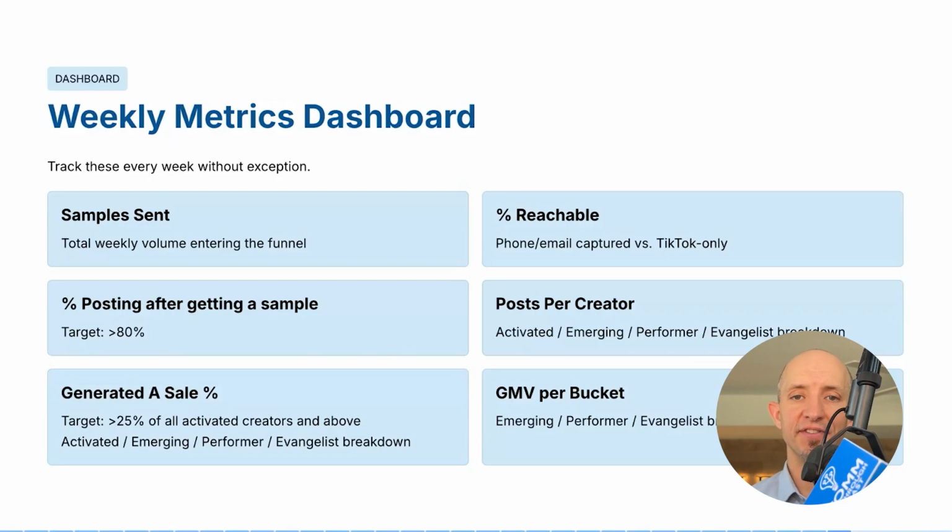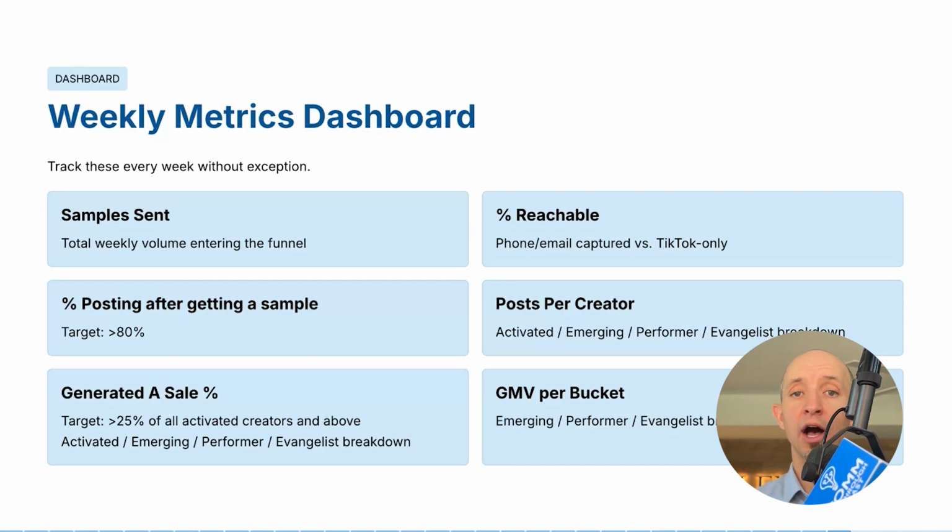So what are the metrics that we measure here? This is the last most important thing that you should be measuring on a daily and weekly basis for your affiliate program. So let's dive into these individual KPIs that you should be tracking. First and foremost, how many samples did you send out to unique creators this past week? I want to know that metric. On top of that, I want to know the percentage of creators that actually posted their first video after receiving a sample. Then I want to know what percent of these creators are actually reachable.